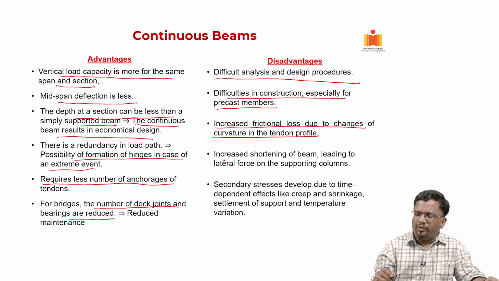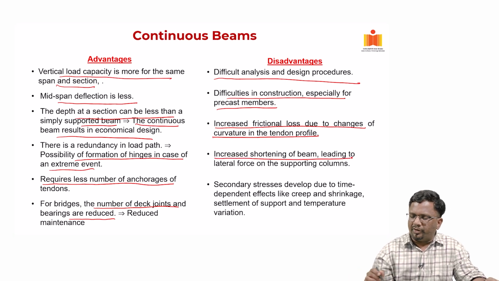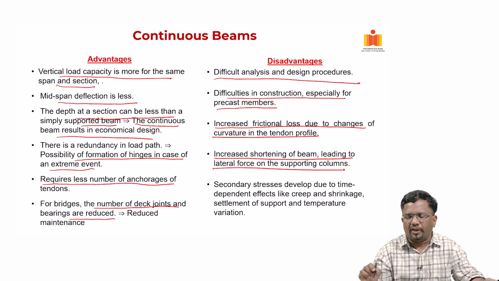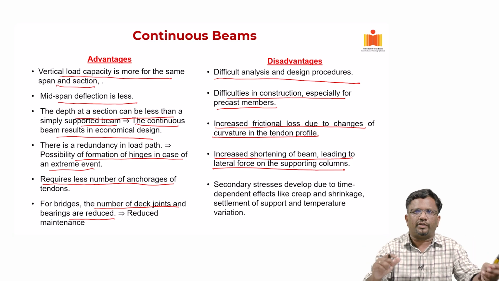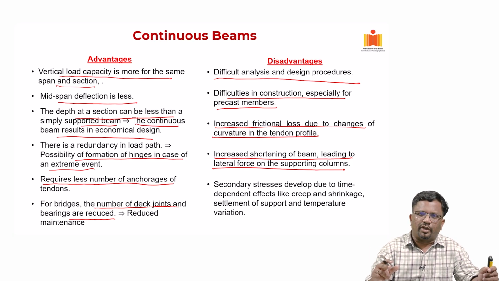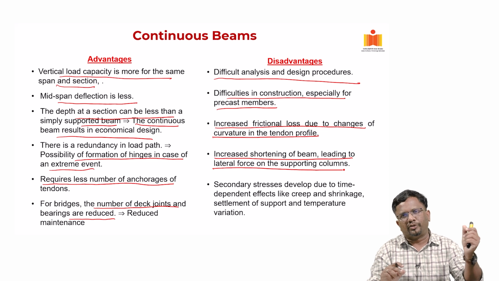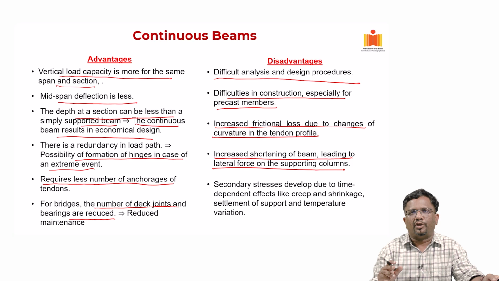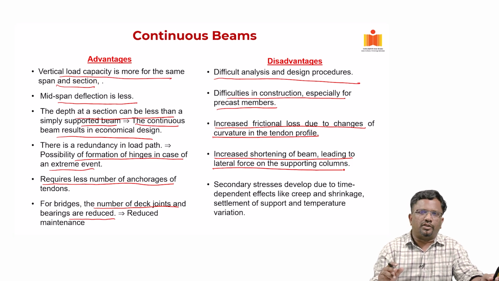Now, you can also have increased shortening of a beam leading to lateral force on the supporting column. This also we will see, it is called the tertiary moment, which will be developed because of the shortening effect on the beam. When you apply the prestress, the beam undergoes shortening. However, if the beam is connected to the column, the column will also prevent that shortening. So, in that case there will be some lateral force and moments developed on the supporting column. So, we need to account for that.